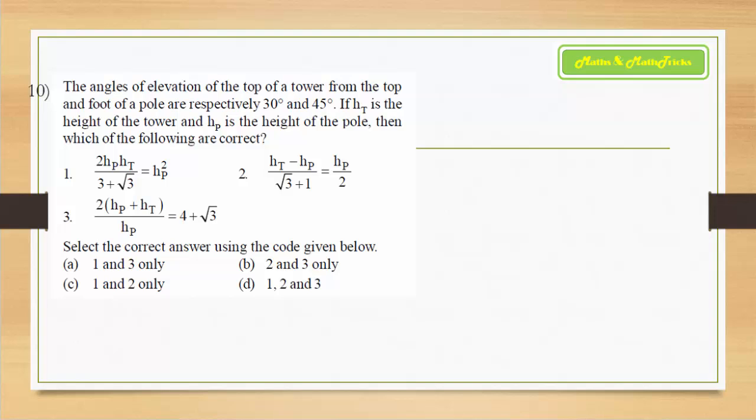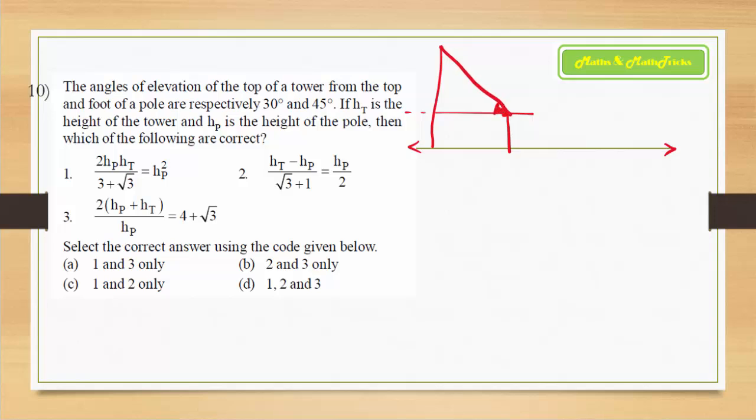The angles of elevation of a tower from the top and foot of a pole are respectively 30 degrees and 45 degrees. So basically on a surface here, suppose this is the ground surface, and there we have a tower and a small short pole. From the top of the pole, they mention the angle of elevation of the top of the tower is 30 degrees.